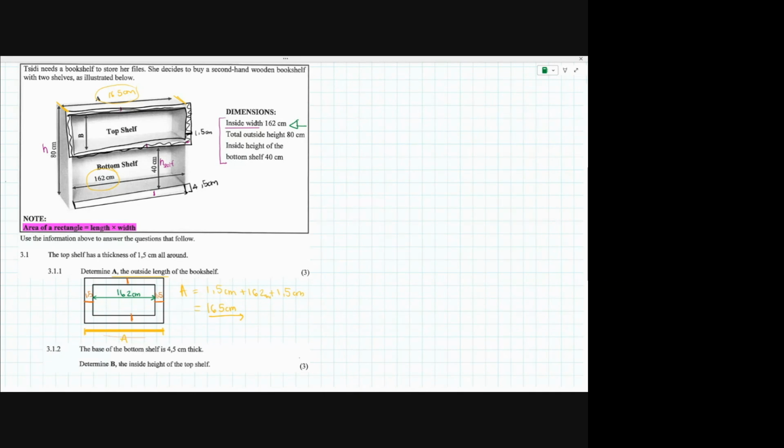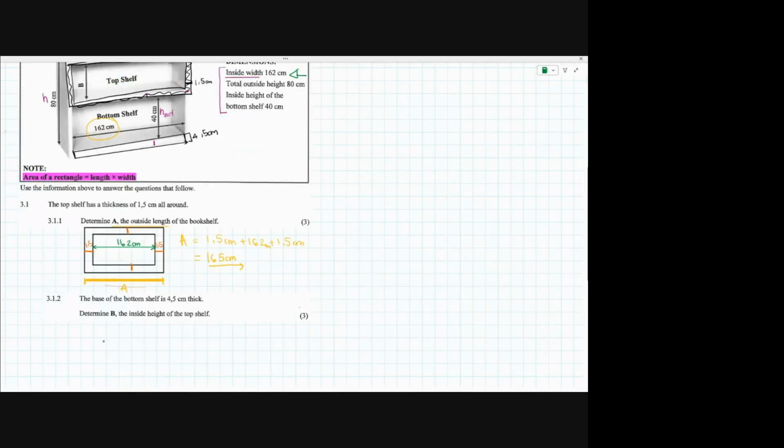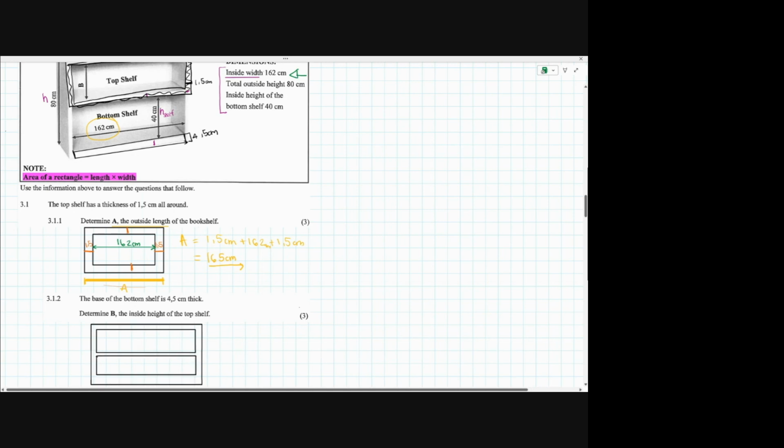It then says calculate B, the inside height of the top shelf. All right, so again, maybe a little diagram might be useful for me here. It's not going to be the most beautiful diagram I've ever drawn. We've got our top shelf, and we have our bottom shelf. And again, we're now just going to think about all of the lengths we do actually have.